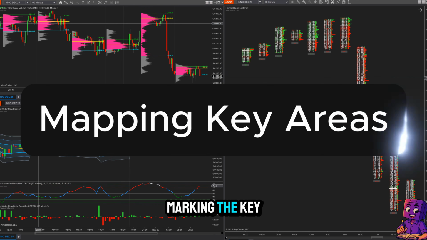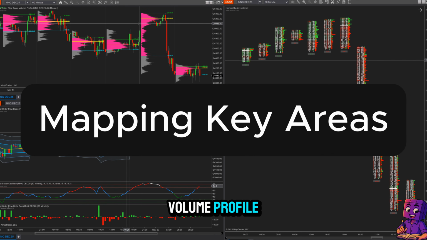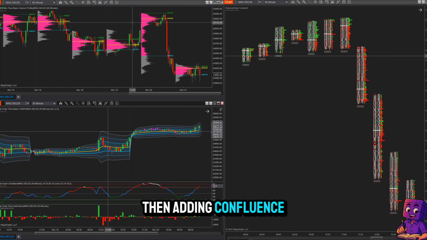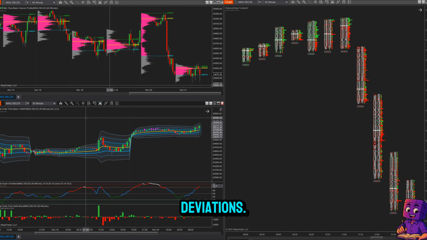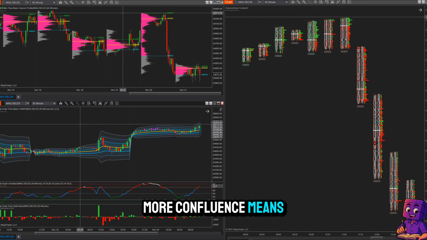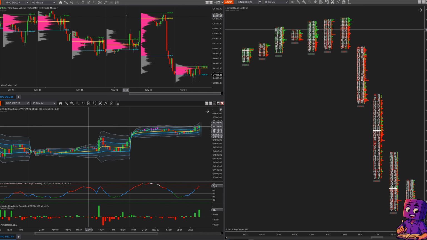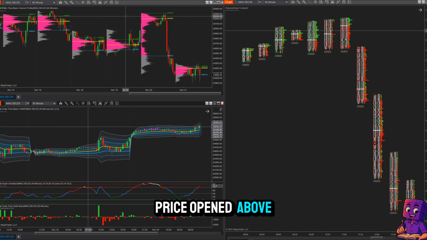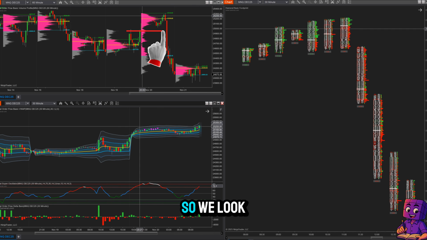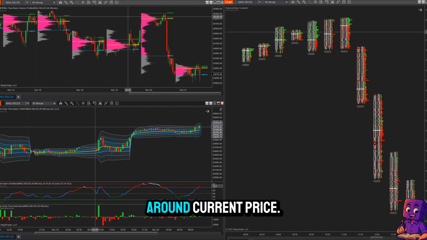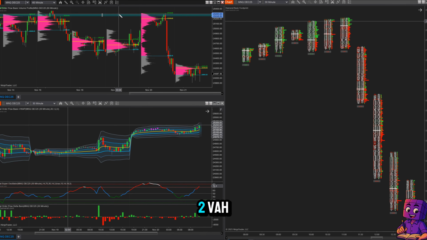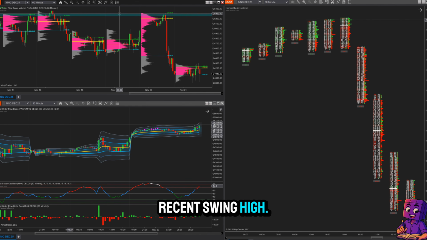We start by marking the key areas using the volume profile, then adding confluence with the previous VWAP and its standard deviations. More confluence means stronger levels. Price opened far above the previous day's VAH, so we look for the most recent volume profile levels around current price. We draw an area connecting the two VAH with the recent swing high.